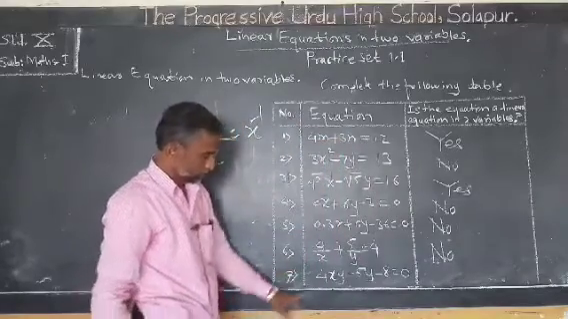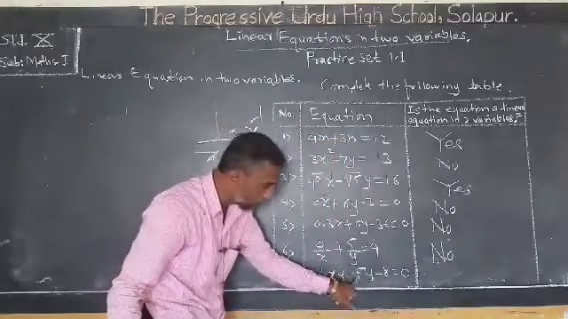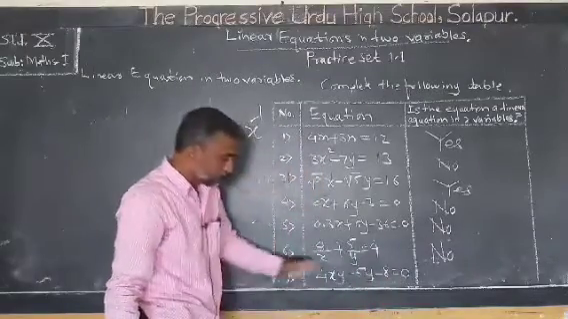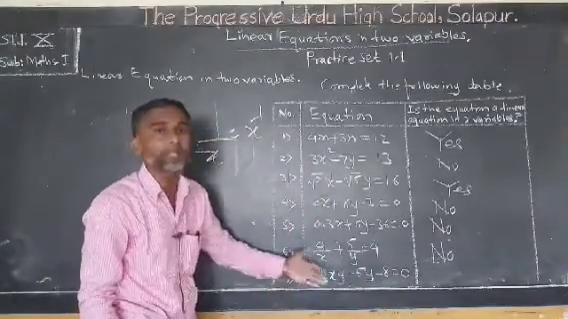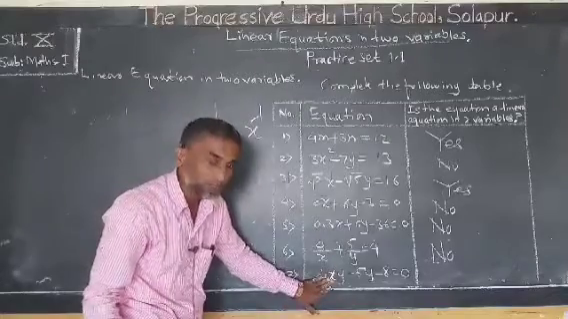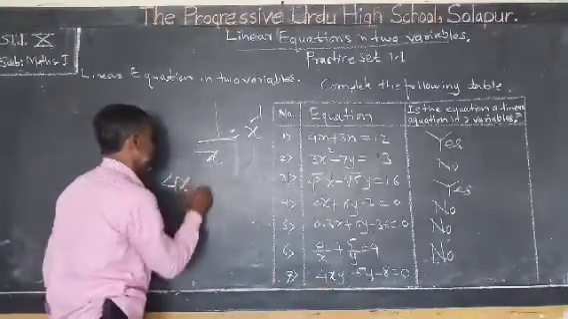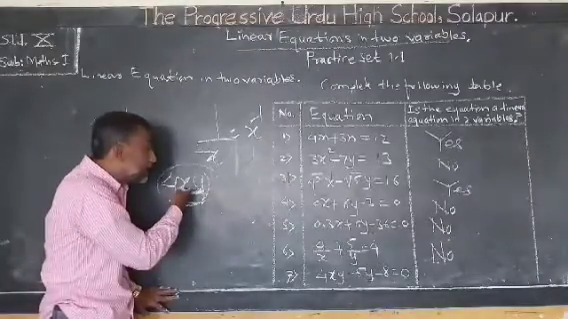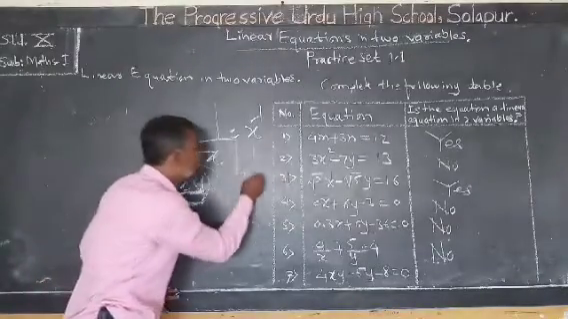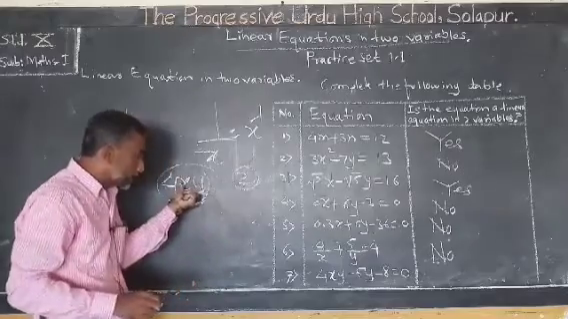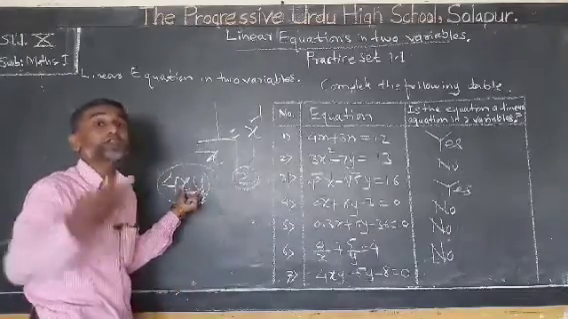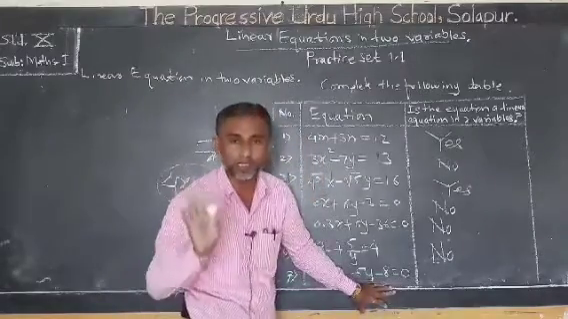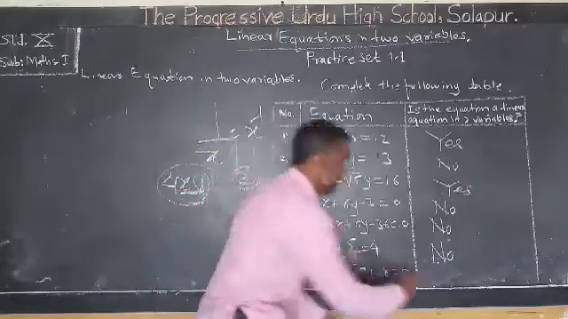Last one, 4xy minus 5y minus 8 is equal to 0. Look at the first term, which is 4xy. There are two variables at a time, so their degree will be 2, x into y. Its degree is 2, therefore this equation also is not a linear equation in two variables.